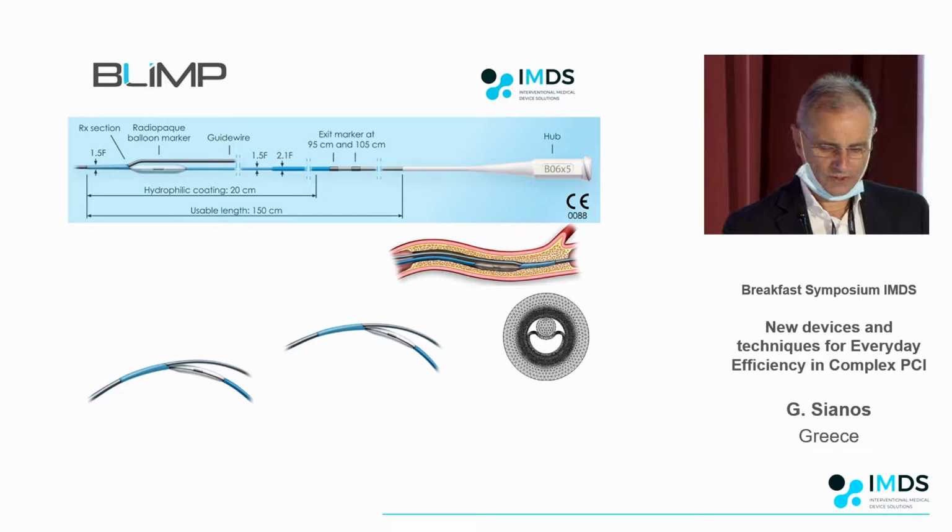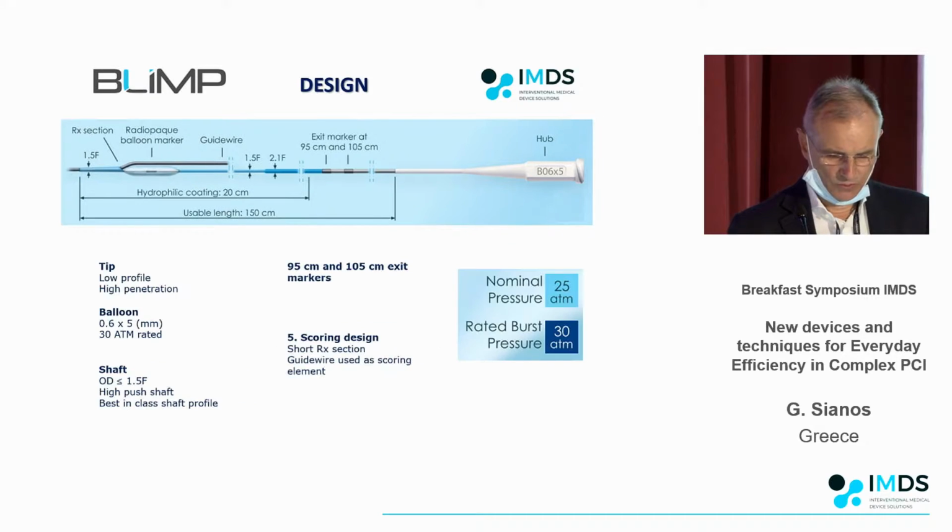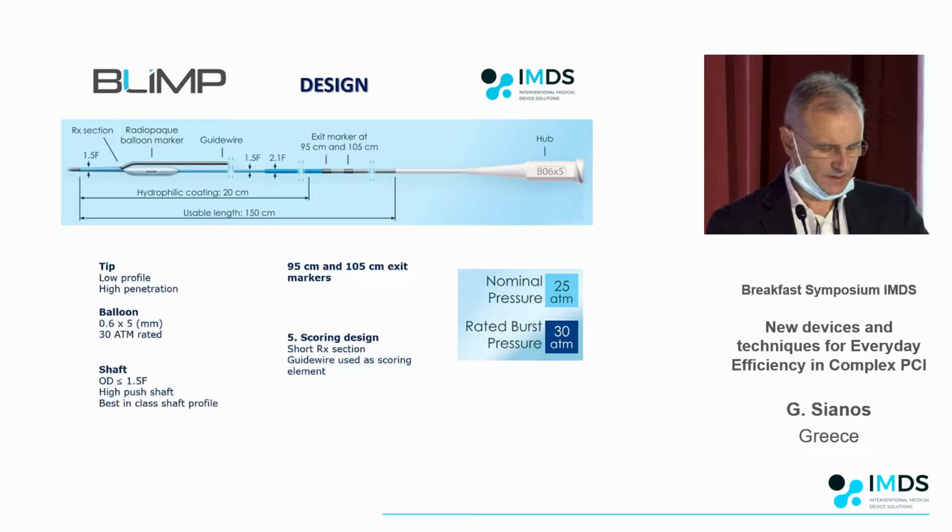It also has the proprietary technology of IMDS. There is a hypotube along the entire length of the balloon that increases its crossing capacity. So the tip is very low profile with high penetration power. The balloon is 0.6 by 5 millimeters, and it can reach 30 atmospheres. The shaft is below 1.5 French, and as we said, it's highly pushable. And the balloon has, as I said, the scoring elements.